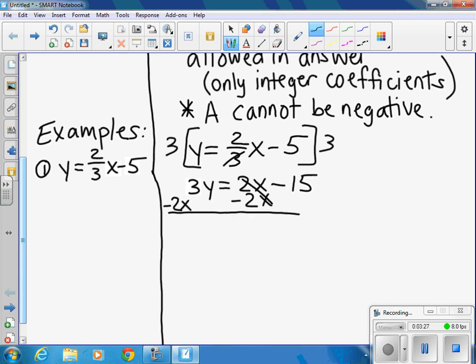and we want to write it so that it's going to be in front of the y. Otherwise, the order of our standard form formula is not going to come out. So we have negative 2x plus 3y equals negative 15.